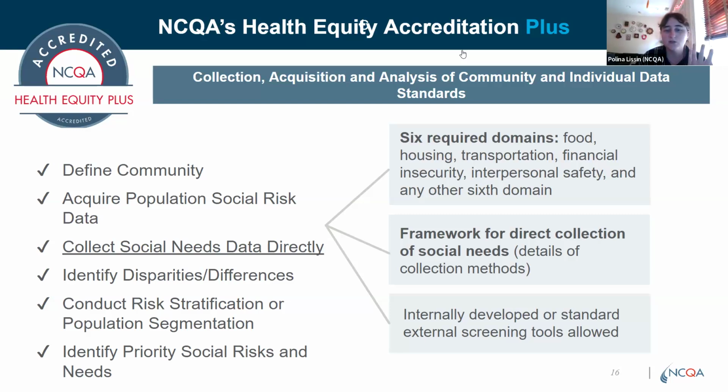local state agencies, federally qualified health centers, HIEs, case management systems, so on and so on. And so all this to say, a variety of sources for individual social need data are accepted, but the requirements around the 6 domains and demonstrating a framework are the more rigid parts of the accreditation program.